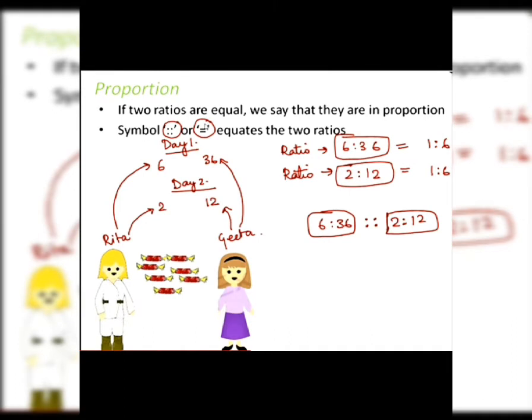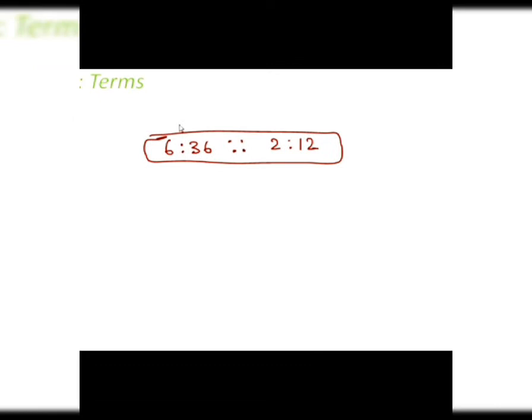Now in a proportion, say 6:36 and 2:12, you always come across numbers like 6, 36, 2, 12. In this example, you have the numbers 6, 36, 2, 12. So you always have these numbers in a proportion. And these numbers are called terms of a proportion. And their order is very important.